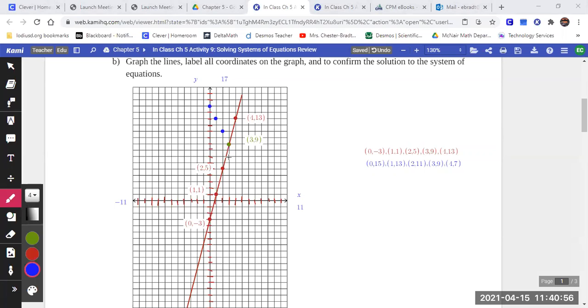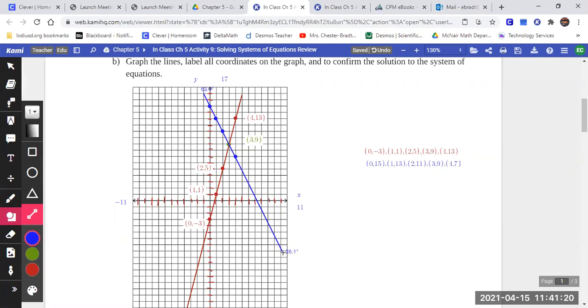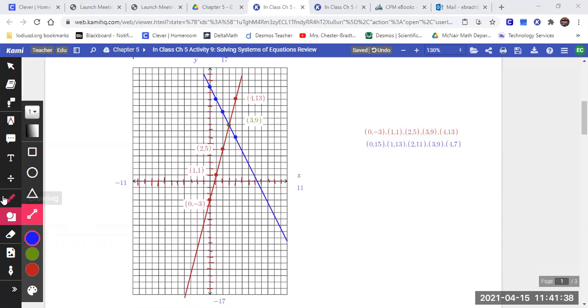And then 4, 7. Right 1, down 2, because that's what I noticed was happening. The X was going up by 1, the Y was coming down by 2. This is my blue line. Okay. Up by 2, right by 1. So I can draw in my line. And we should make the line go all the way to the edge. Okay. And we have to copy and paste our blue coordinates onto the graph.